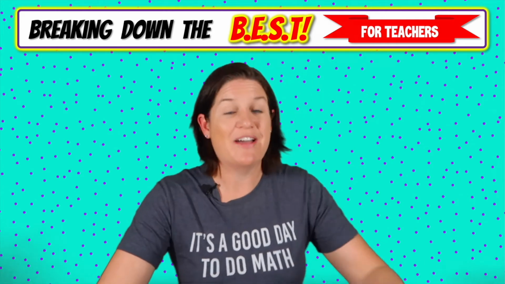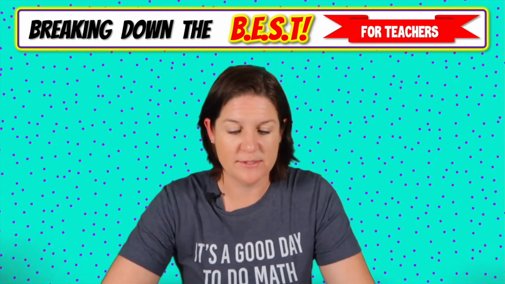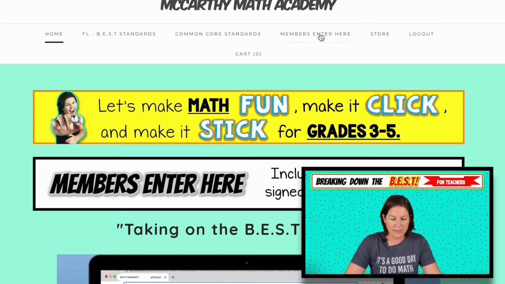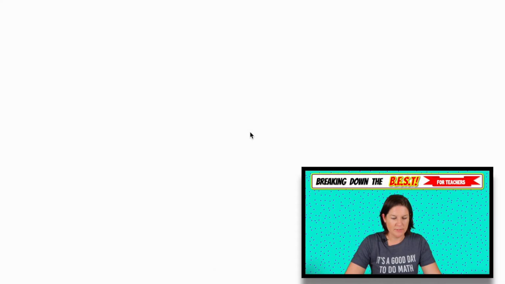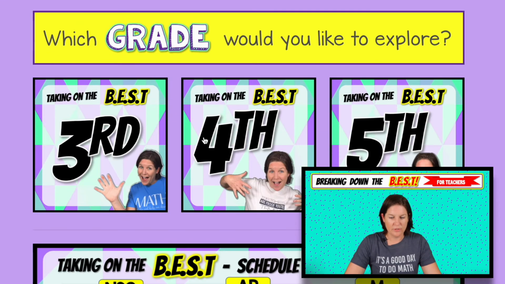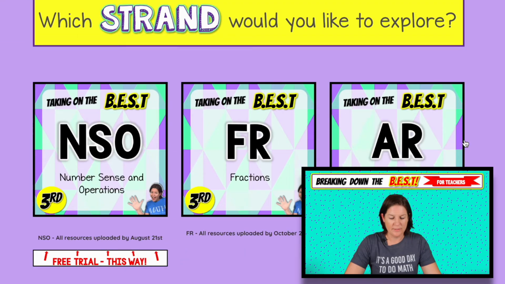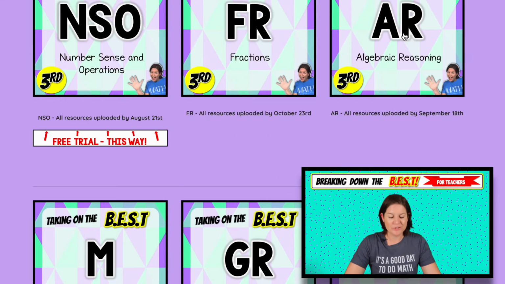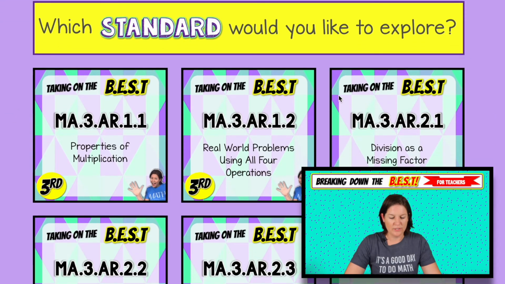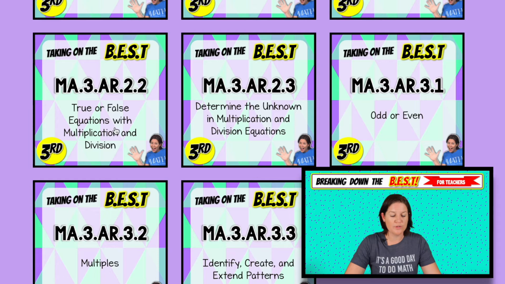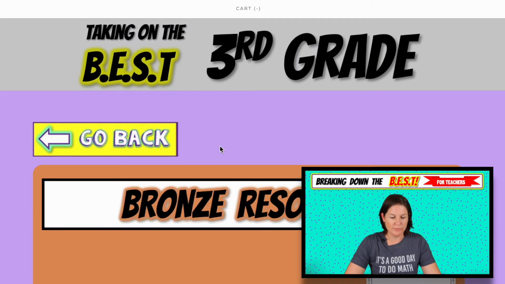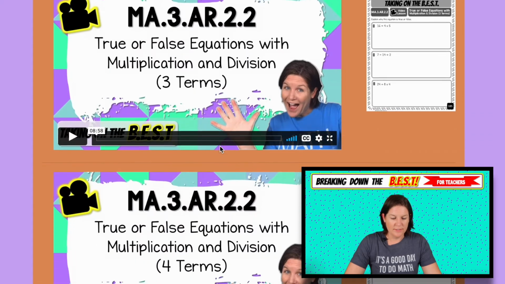Let's take a look at what you have access to with your Taking on the B.E.S.T membership. So I'm on the website. Go into members, enter here. Taking on the B.E.S.T, third grade, algebraic reasoning, so the AR strand. And we are looking at 3.AR.2.2, true or false equations with multiplication and division. So with your membership, you should be able to access all of this.